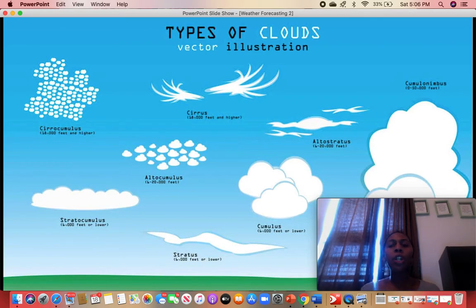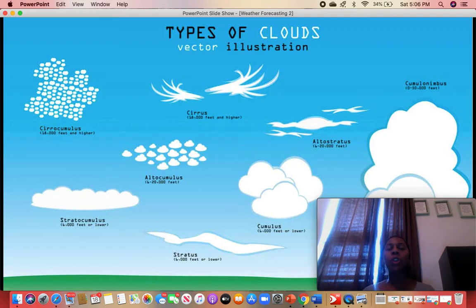So now we're going to look at clouds. This will probably be review for a lot of you guys, but I just want to go back over it. So there's three main types of clouds. There's cirrus clouds, cumulus clouds, and stratus clouds.